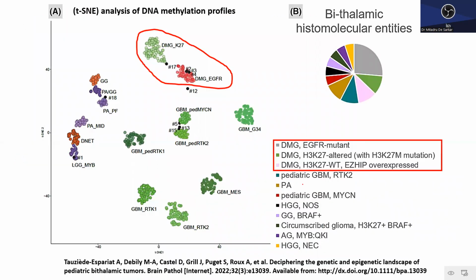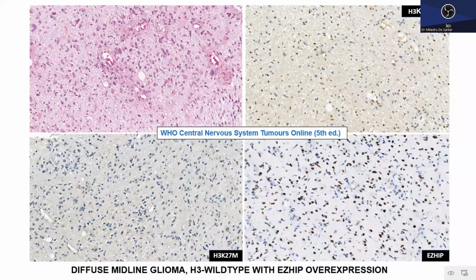But there are two other important categories of diffuse midline gliomas, and these two categories are not associated with H3K27 mutations. One of them is called the EGFR mutant category. The other is the EZHIP overexpressed category. And if you were to do DNA methylation profiling, you could see that these categories can be segregated from each other. Now, coming to the diffuse midline gliomas which do not show histone mutations but are associated with EZHIP overexpression, like I already told you, overexpression of EZHIP is associated with downregulation of the trimethylated histone production.